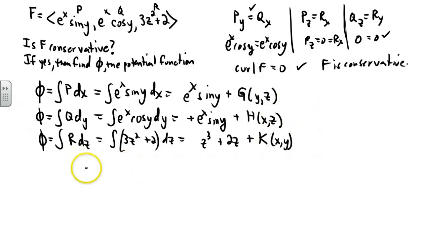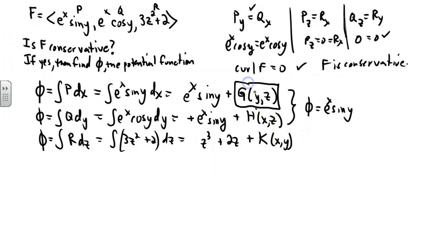So how could phi, on the one hand, be equal to e to the x sine y plus some function of y and z, and on the other hand be equal to that same thing plus some function of x and z? How could both of these be true at the same time? It must mean that phi is, yes, this e to the x sine y, but these other functions can't have a y in it, and this guy can't have an x in it. And so we'll just say plus some function, running out of letters here, some function of z.